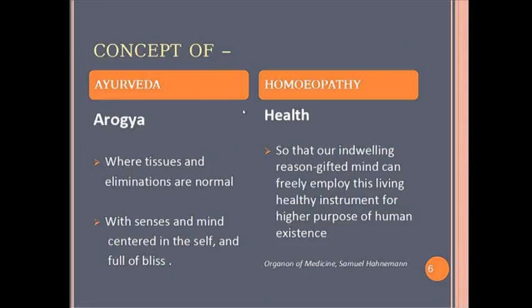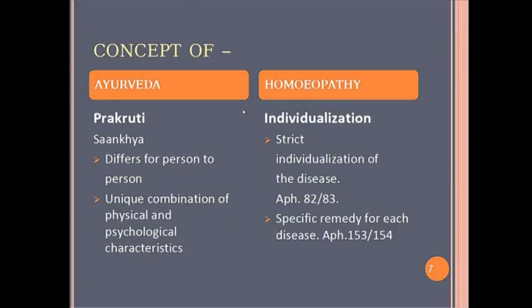Another view that is important in Ayurveda is that of Prakriti. Prakriti manifests itself in individuals differently, depending on the interplay between the three gunas, sattva, rajas, and tamas. The Prakriti is a unique combination of physical and physiological characteristics that affect the way each person functions. Individualization also happens to be one of the key requirements in homeopathy. Writes Hahnemann, it is essential for a physician to do strict individualization of the disease so that the selected medicine becomes the most appropriate specific remedy for that patient, for that disease.